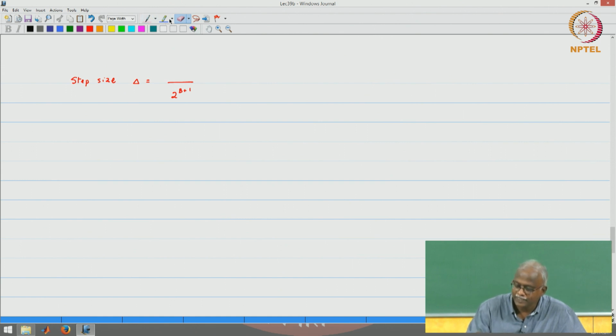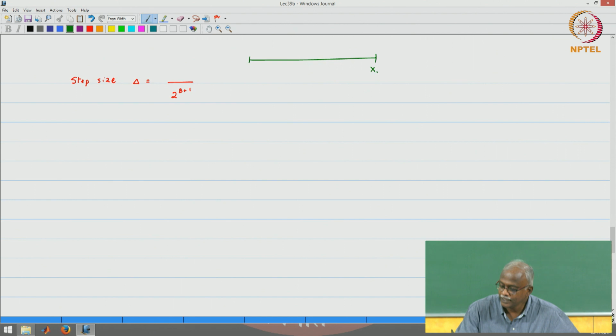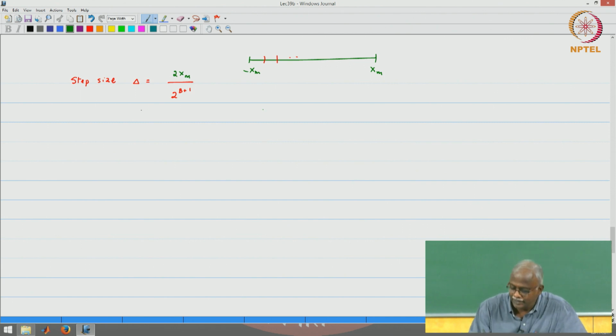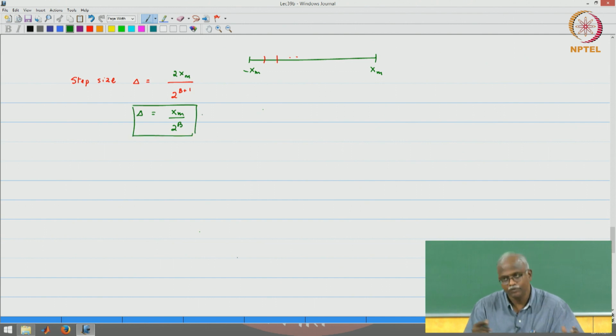So if xm is the extreme range of my signal, so if my signal lies in the range xm to -xm, and I want to quantize this into the number of bins that are available to me, this would become 2 times xm, that is the range that I have to quantize, and I have 2 to the power b plus 1 bins. So this delta is often denoted as xm divided by 2 to the power of b. And you know where it comes from because of the b plus 1 bit representation.